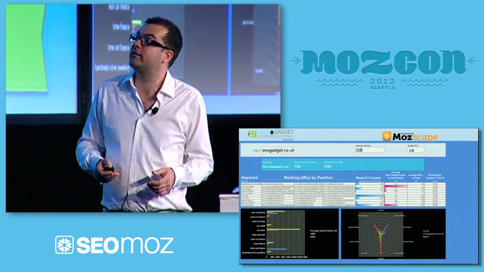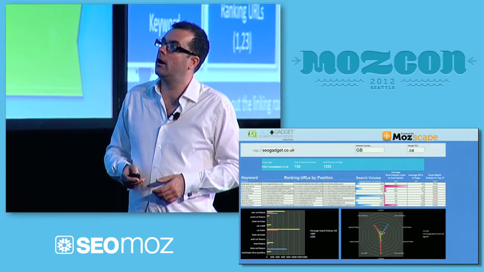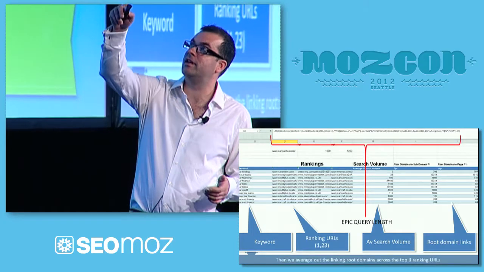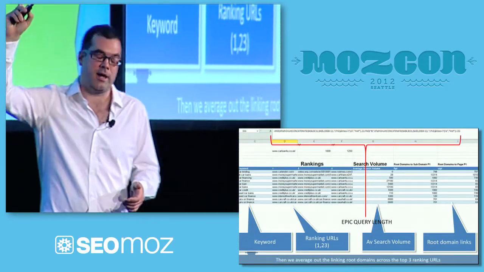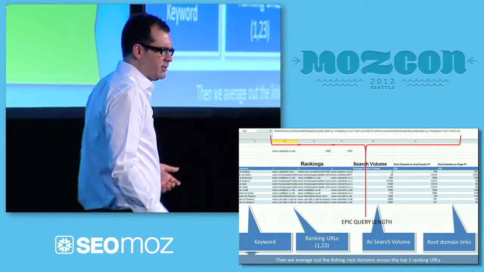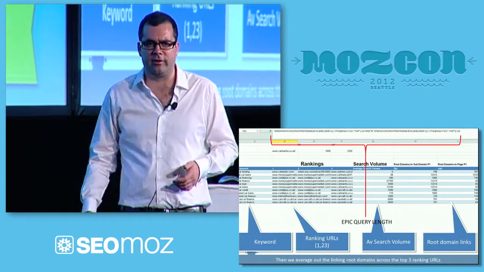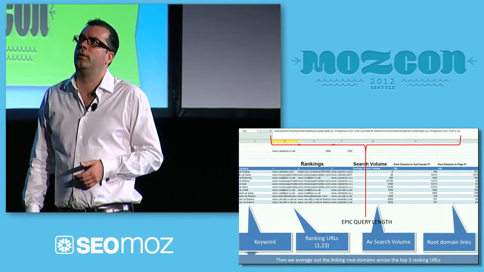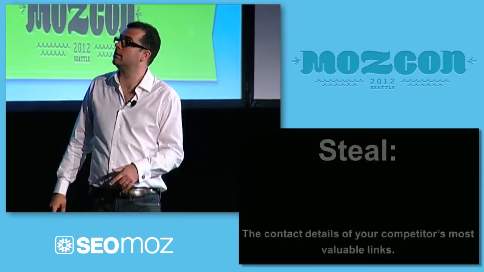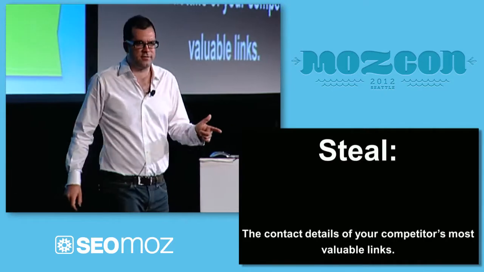Yeah, I'll show you that in a second. This is how it works. I know you can't see that epic query along the top, but that's the exact match domain detector. It's really epic, so if you want a copy of that rather than having to work it out yourself, just give me a shout. And then, finally, still the contact details of your competitor's best links.